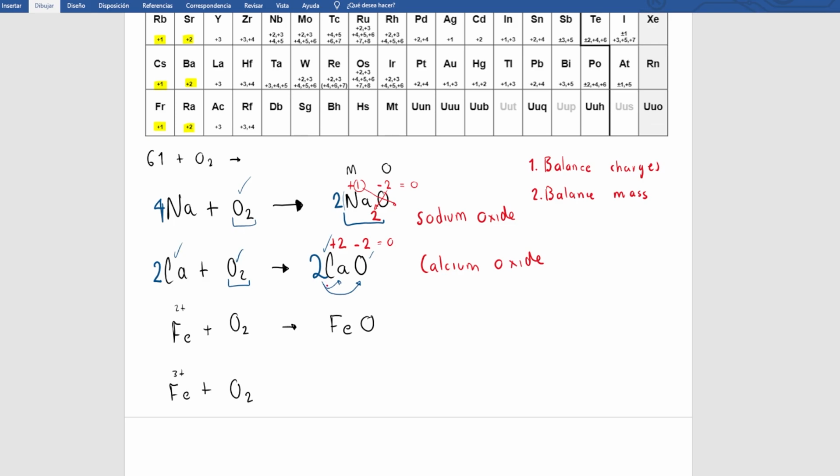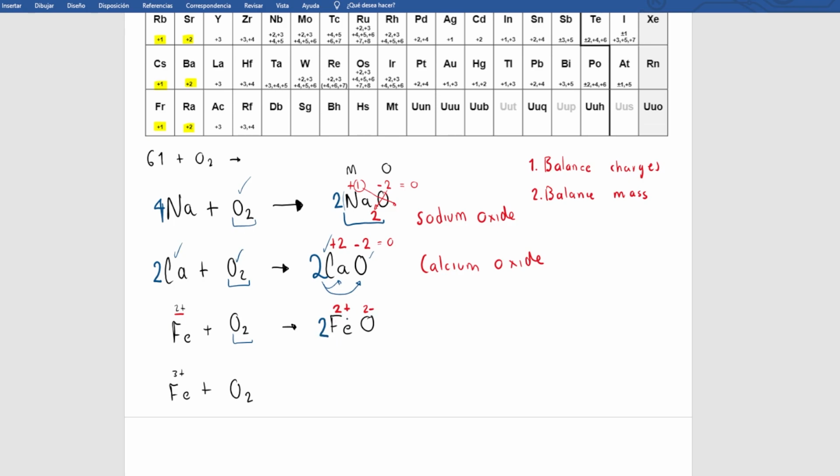Let's check the charges. So in this case, we have that iron has a 2+ charge, or oxidation number, and here we have an oxygen, which normally has a -2. So here we can see that the formula is neutral, so we do not have to modify the formula. So the charges are balanced, but now let's balance the mass. We have 2 oxygens on the reactants, and we have 1 oxygen in the product. So what we do is to put number 2 here.